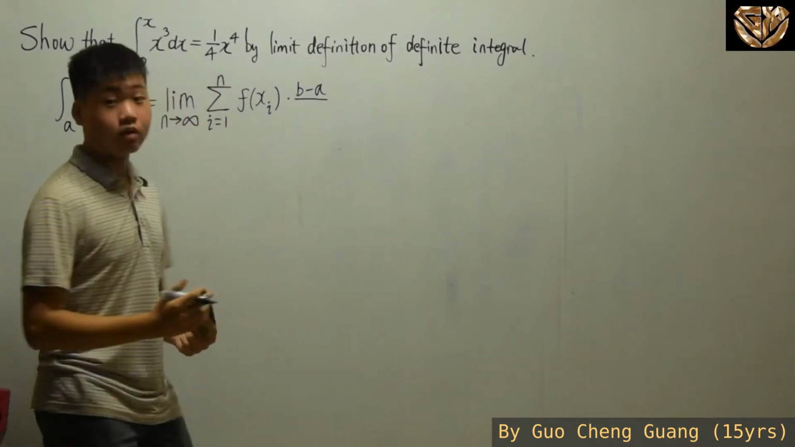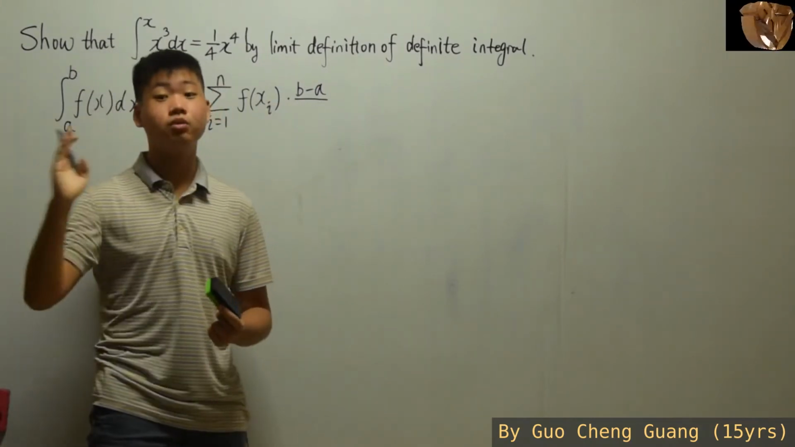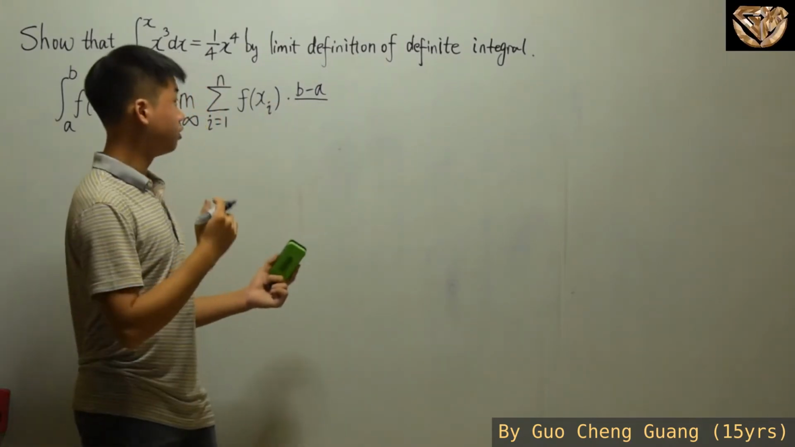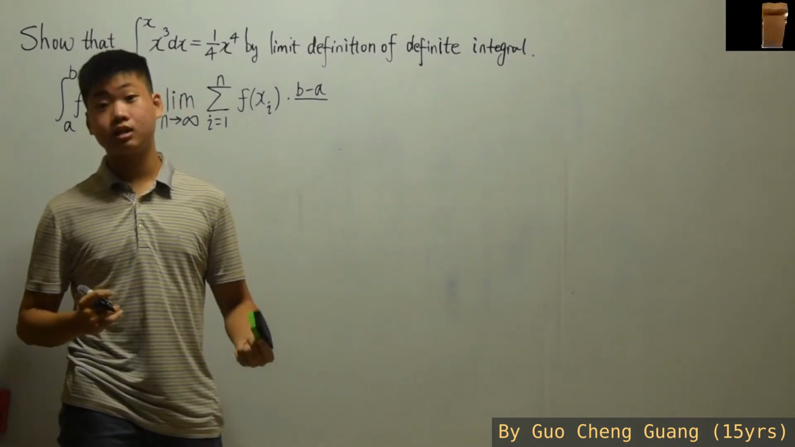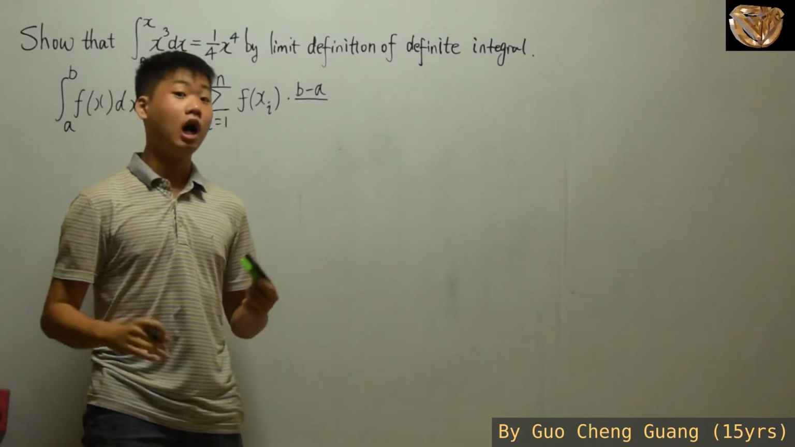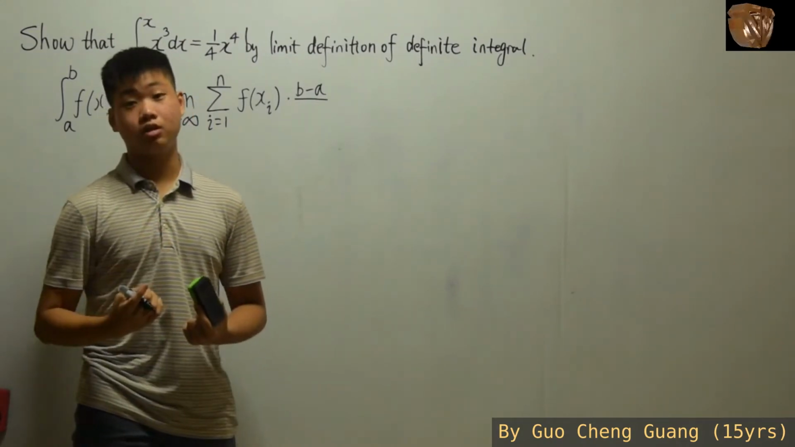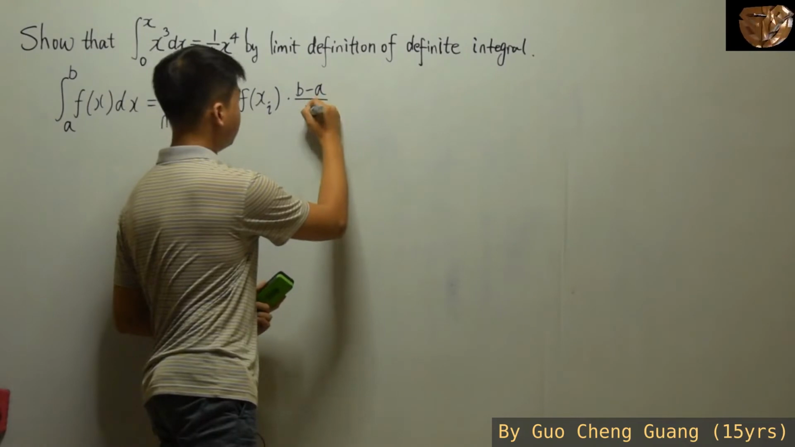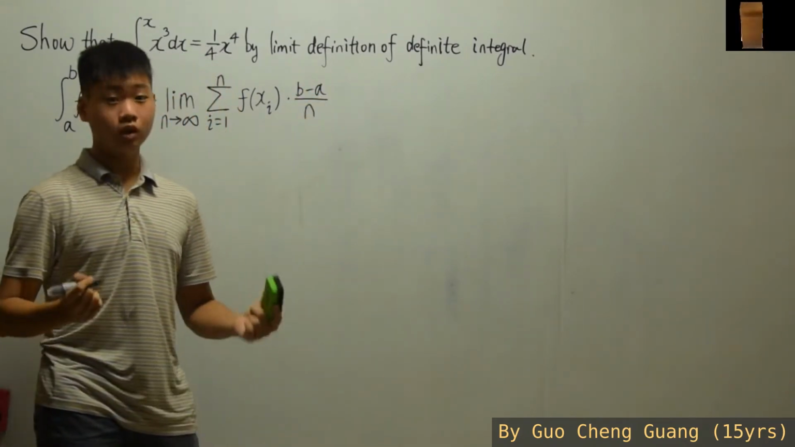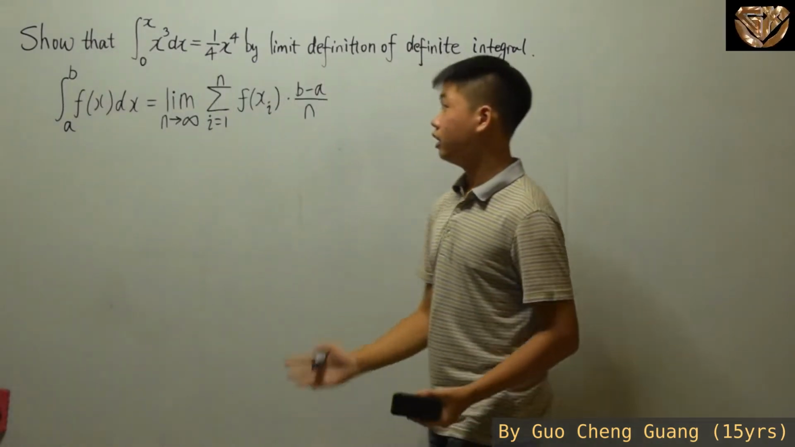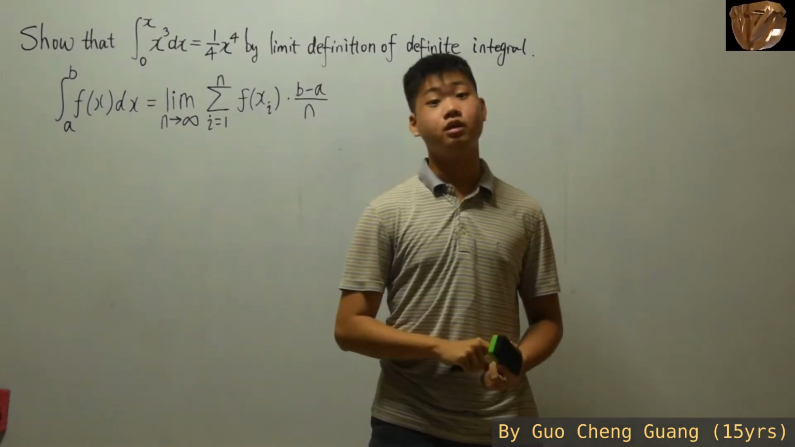So B minus A will be the entire length spanned throughout this region. And then how many pieces are we going to have within here? How many rectangles are we going to fit inside here? That's n number of rectangles, which means this will be divided by n. Alright, so this is what you get with your Riemann sums.